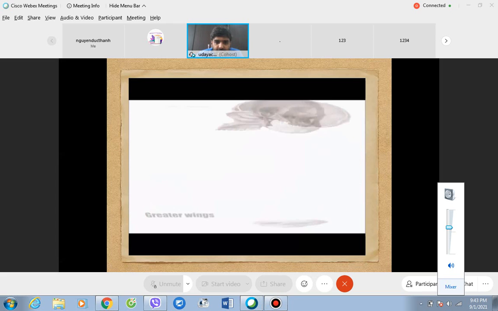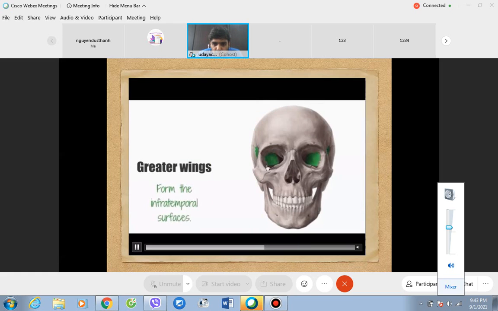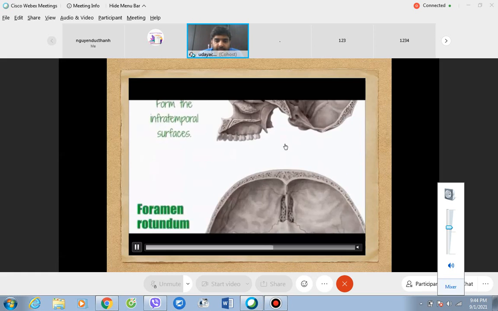Greater wings arise from the lateral part, and these form the posterior surface of the orbit. The lateral surfaces form the infratemporal surface, whereas the anterior surface forms the orbit.